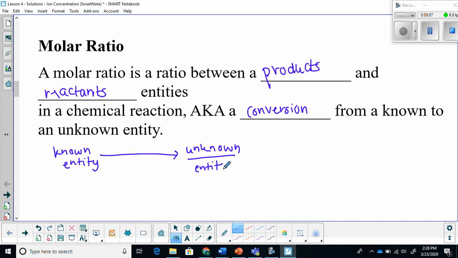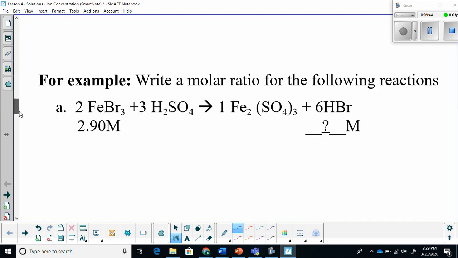We are going to use this thing called molar ratio to perform unit analysis. You've probably noticed that I use this concept a lot, going back and forth between units, going back and forth between entities. We always have a converter. Our converter in this situation is called a molar ratio. I'm going to show you how to set this up. We will do an example first before I go into the general gist of what a molar ratio looks like. Let's do this example here.